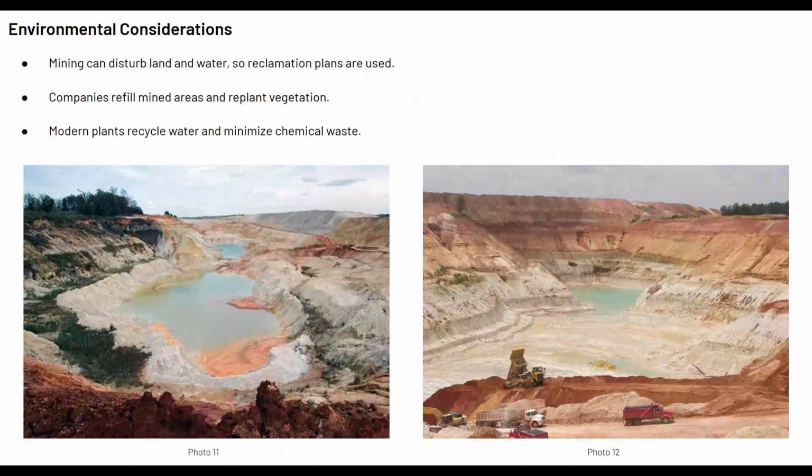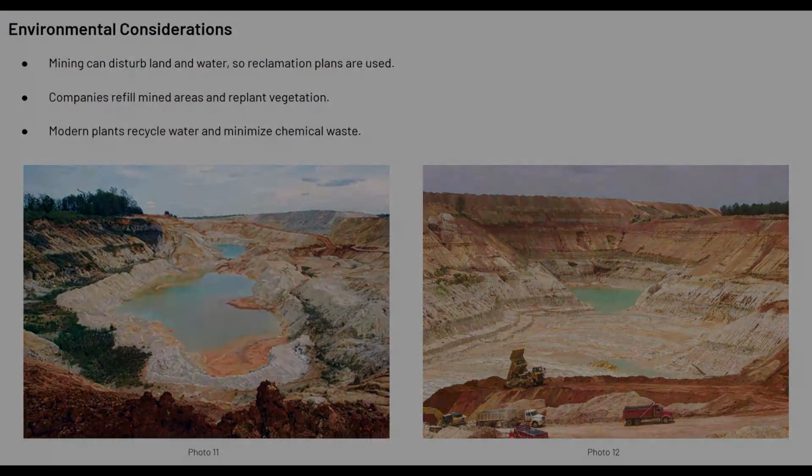Now we have some environmental considerations to take into account. So mining of this mineral kaolinite can disturb land and water, so reclamation plans are used. Companies will then have to refill the mined areas and replant vegetation so it can go back to its natural state. And then modern plants that are grown recycle water and minimize chemical waste.